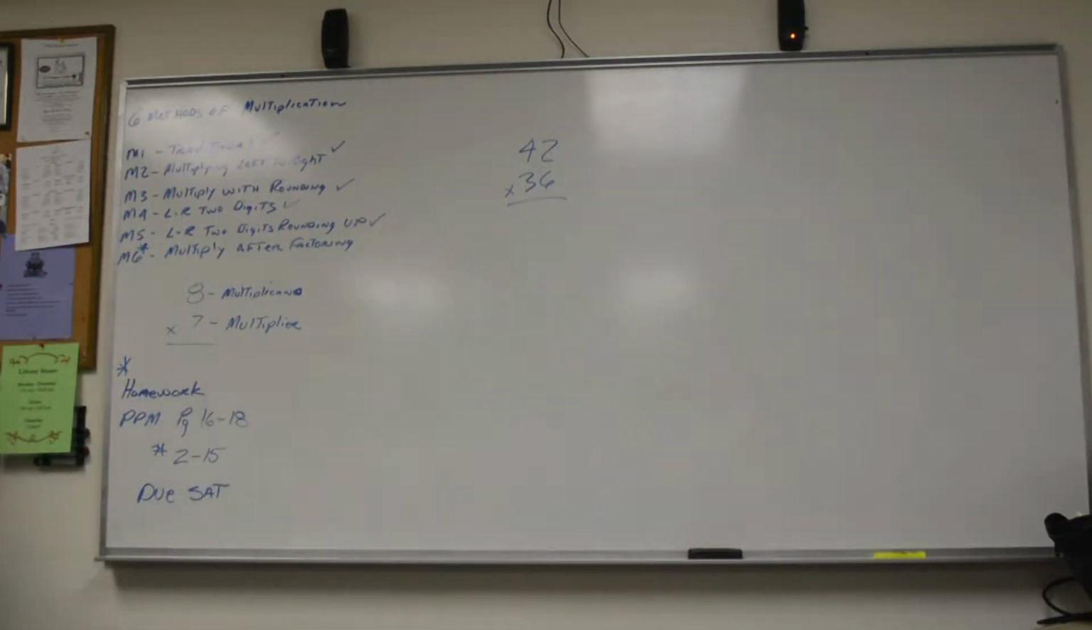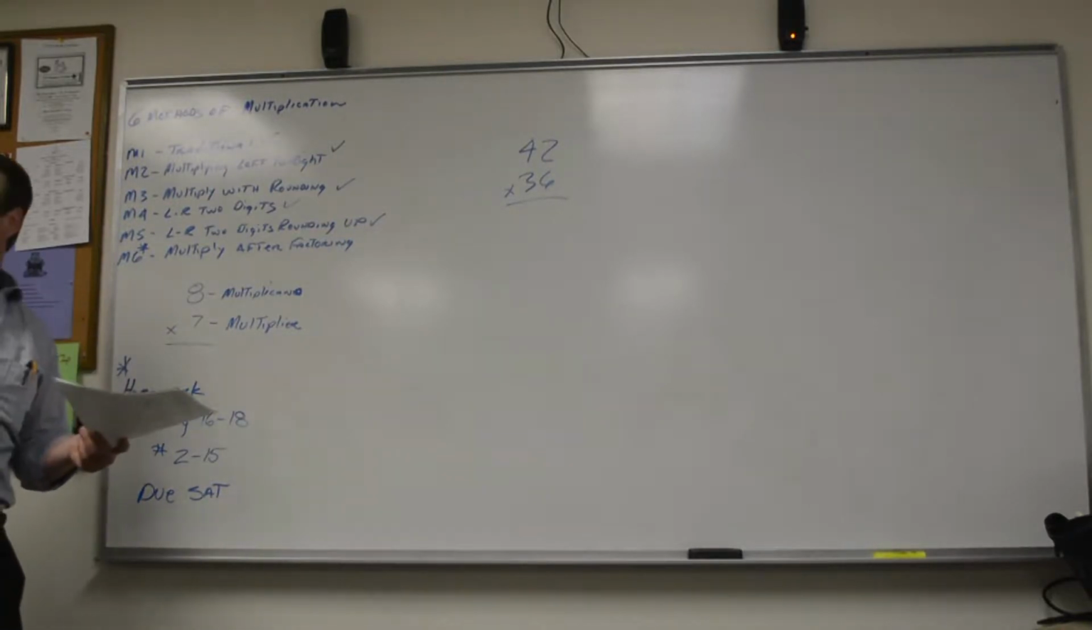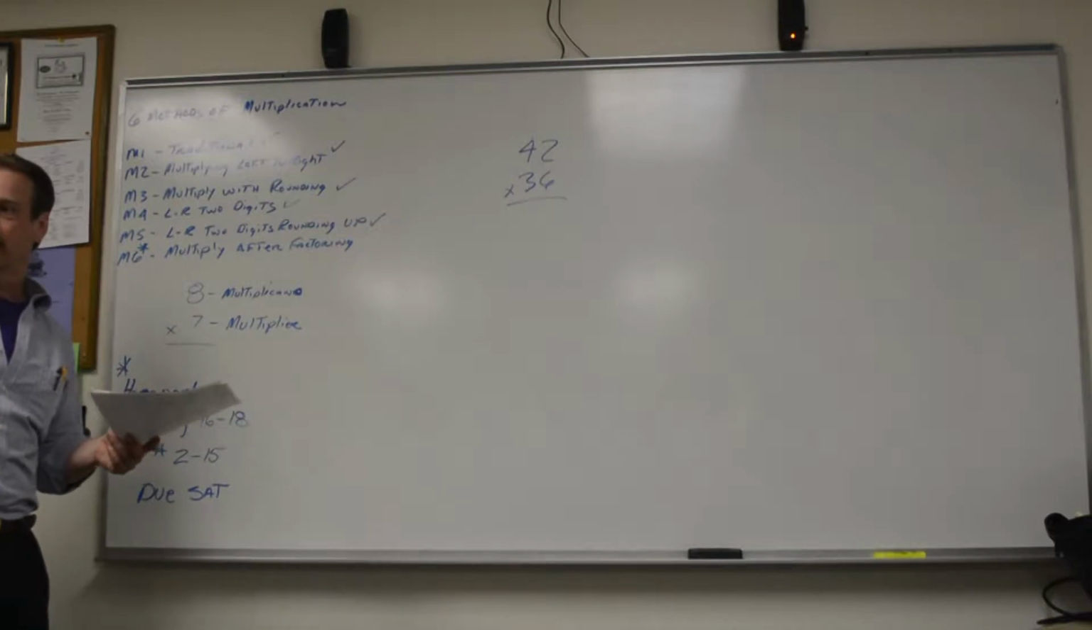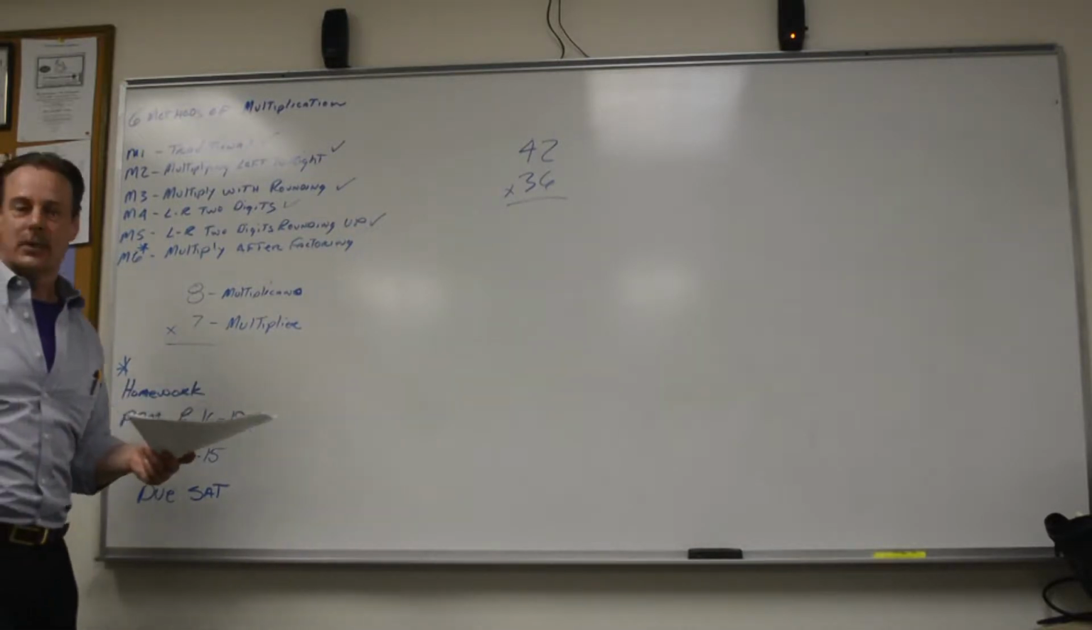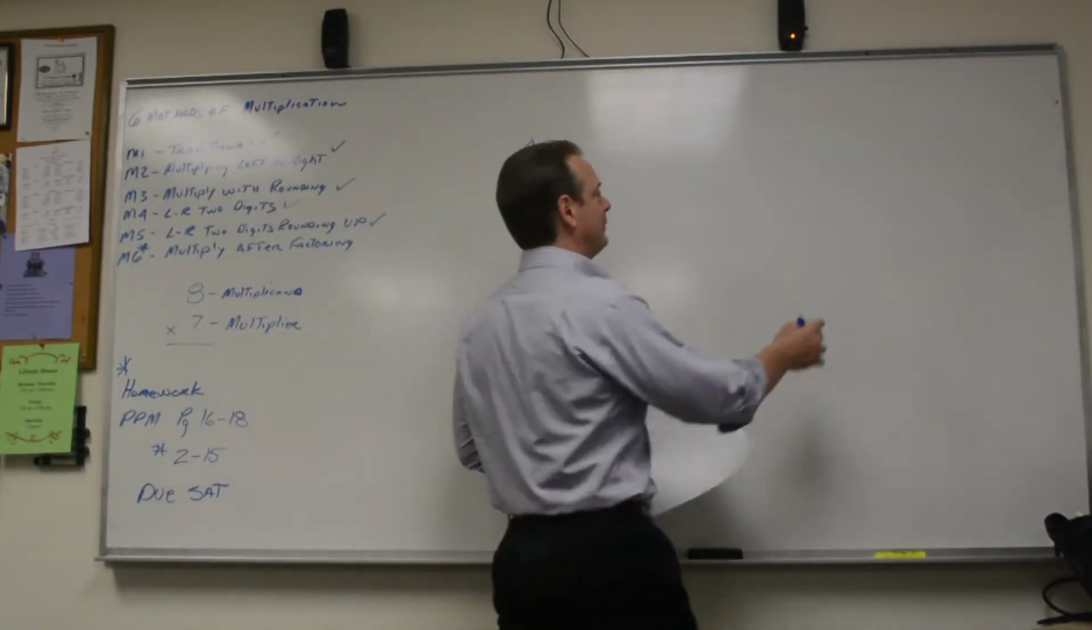And this is factoring, right? We're multiplying 42 times 36. Let's factor 36. Does everybody know what I mean by factoring? Yeah, do the little tree thing. All right, we'll do the tree thing.